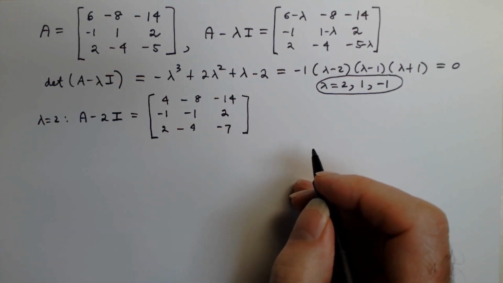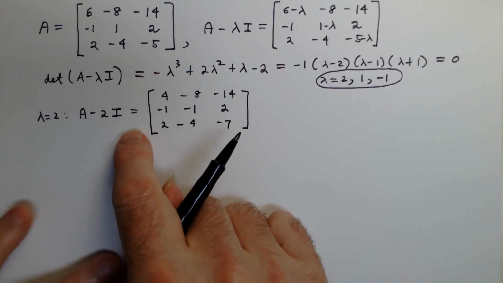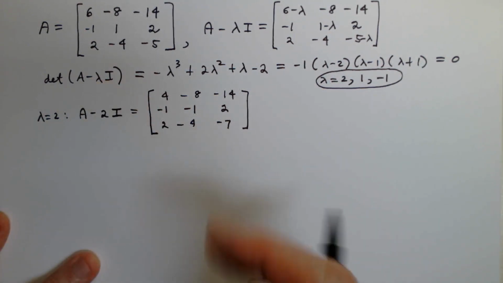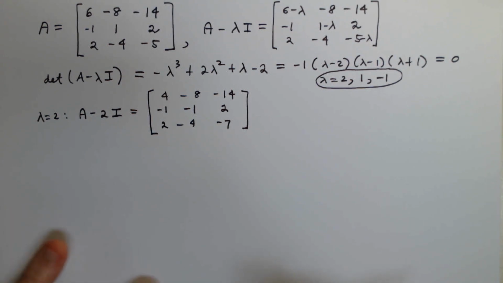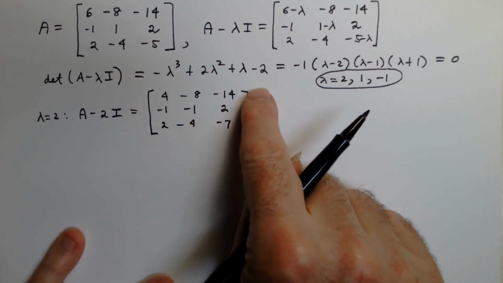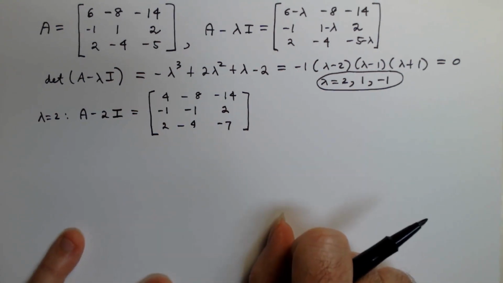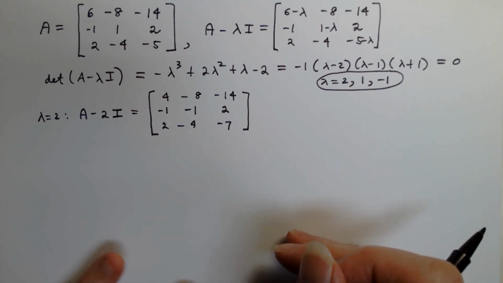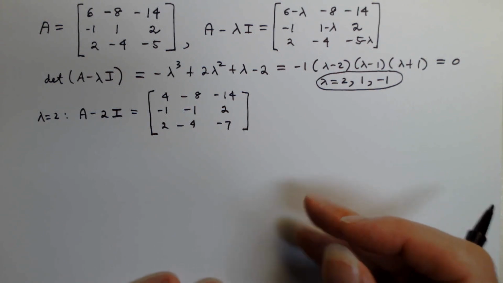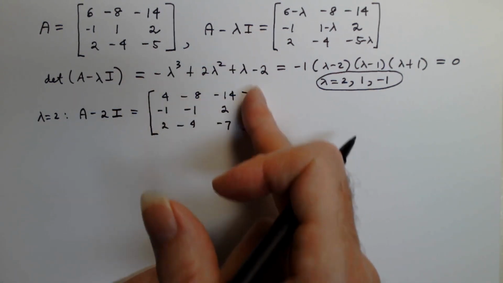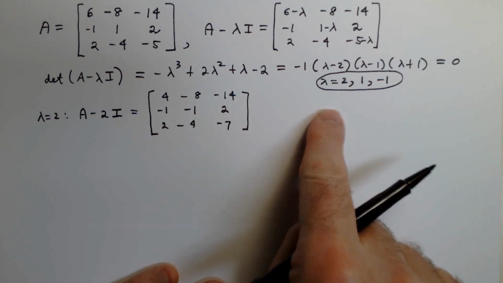Now, we're looking for homogeneous solutions to the equation A minus 2I times some vector x equals the zero vector. Now, we can just imagine augmenting this with a column of zeros and doing the steps to row reduce this to work out the homogeneous solutions, or the null space of A minus 2I. So let's just go ahead and imagine tacking on that column of zeros, but we're going to basically row reduce this matrix.